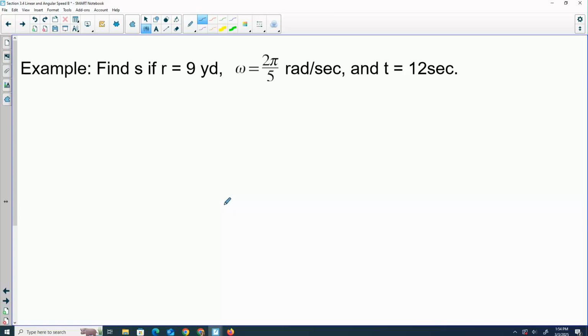Find S. If R is equal to 9 yards, omega is 2 pi over 5 radians per second, and t is 12 seconds. So find S. My formulas that involve S: S equals R theta. We have R, but we don't have theta. Or V equals S over T. We have T, but we don't have V. So we basically just have to pick a formula and find what we need. So which one do you want to go with?